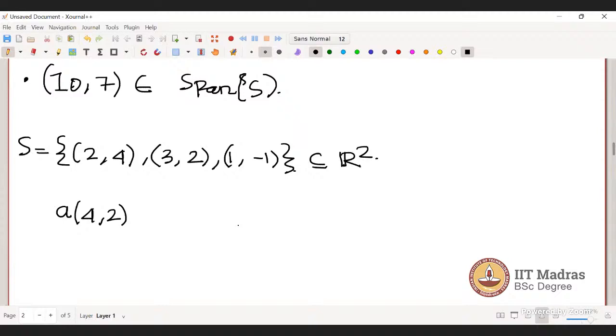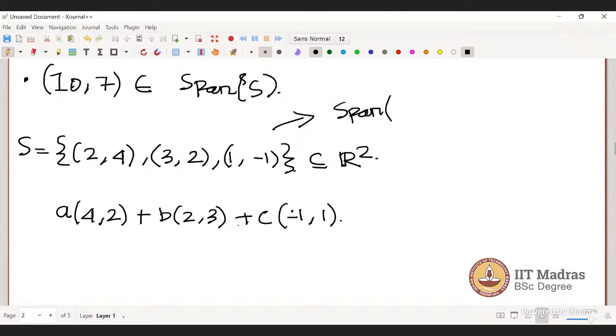A into (4, 2) plus B into (2, 3) plus C into (minus 1, 1). Can this element be in the spanning set of S? In this case, I guess it will be in the spanning set of S, because the span of S is basically R2, which is the entire space. So you can say that this is actually in the span of S. But this is not true in general.